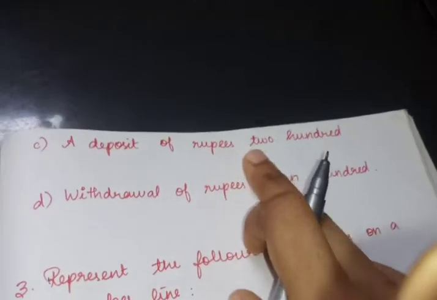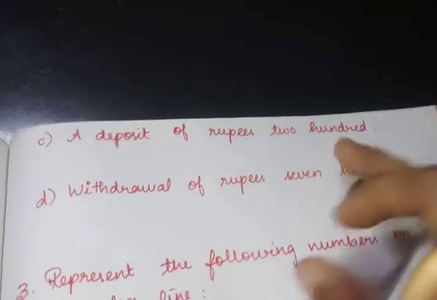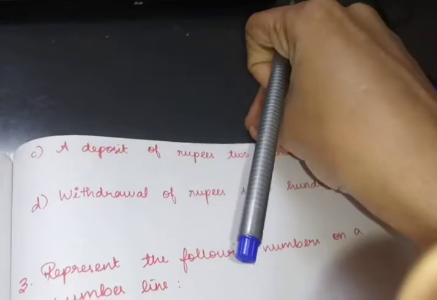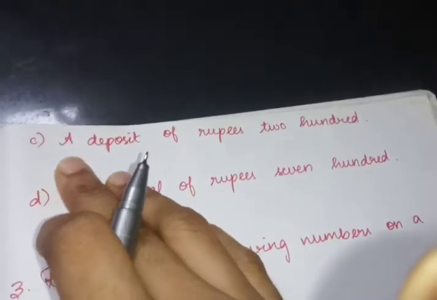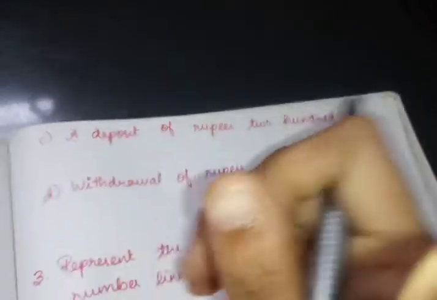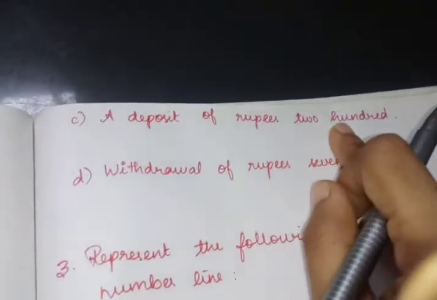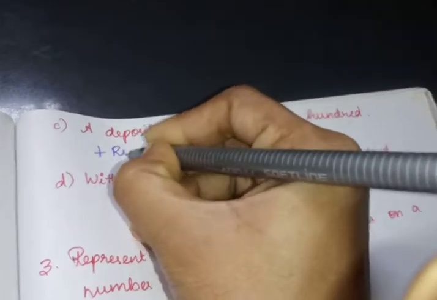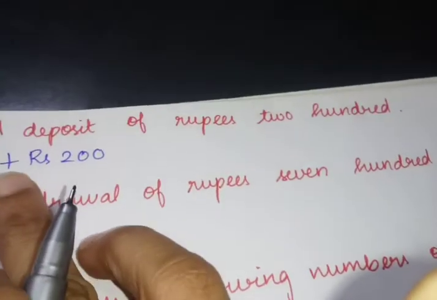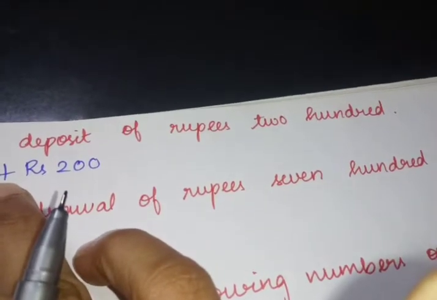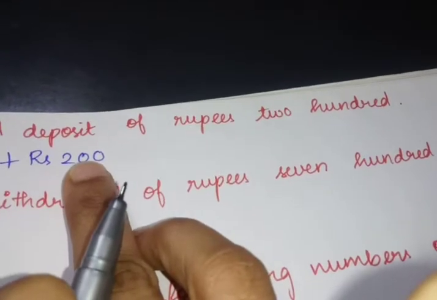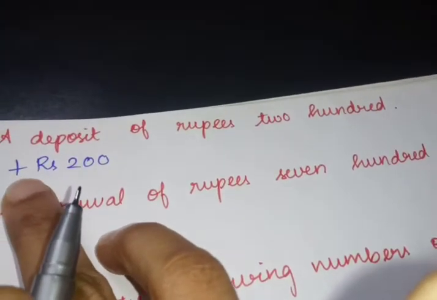A deposit of rupees 200. Deposit means we are giving money in, and withdrawal means we are getting it out. Deposit is our savings, so we are keeping it for safety purposes. How much does he deposit? Since it is a deposit, we give a positive integer: plus rupees 200.